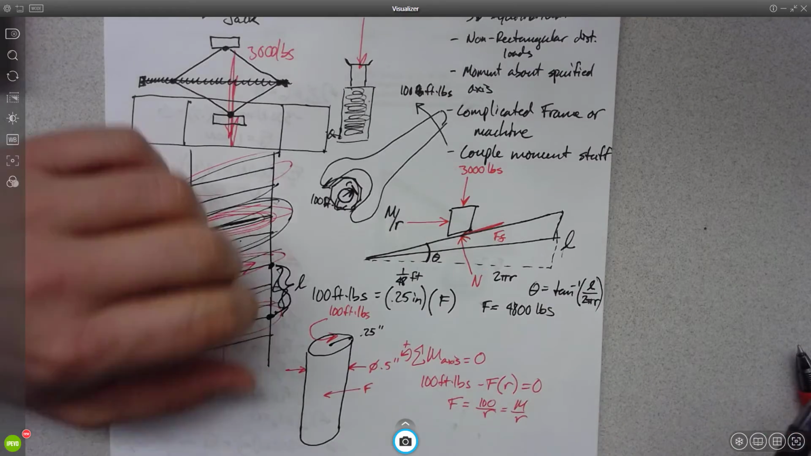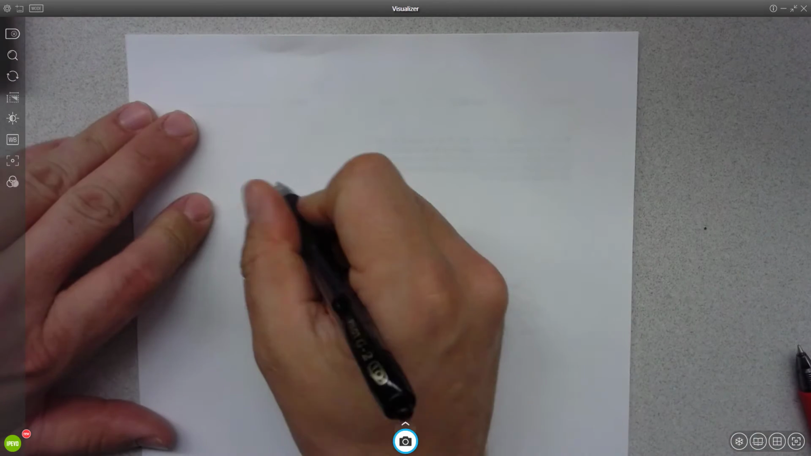So here's a funny thing. I'm going to redraw this so that we have it all nice and pretty because it's getting kind of cluttered.